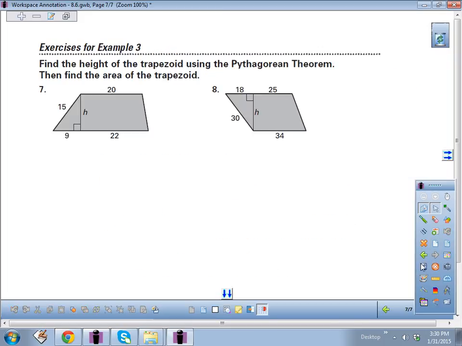Alright, the last two, try on your own. Try to get that missing height using the Pythagorean theorem. Then use the area of a trapezoid.